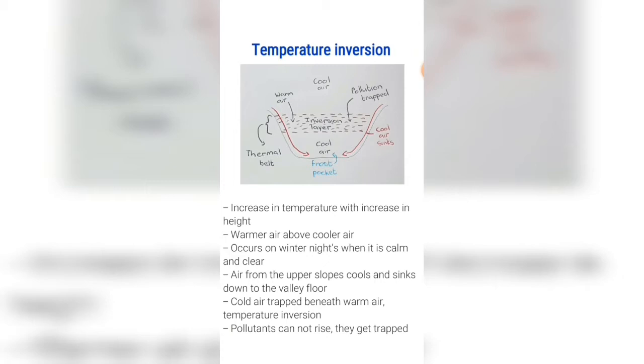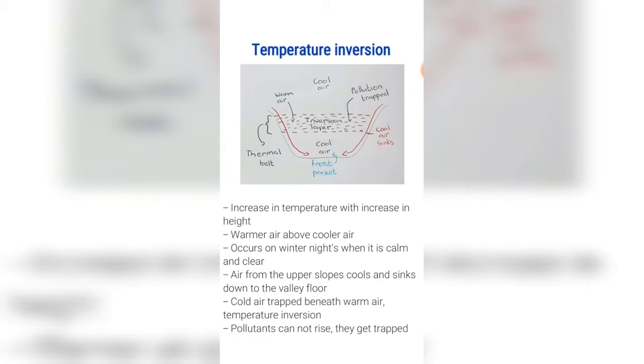When does this occur? This occurs on winter nights when it is calm and clear, meaning there are no clouds. So now the air from the upper slopes cools down and sinks to the bottom of the valley. This pushes the warm air up into an inversion layer.